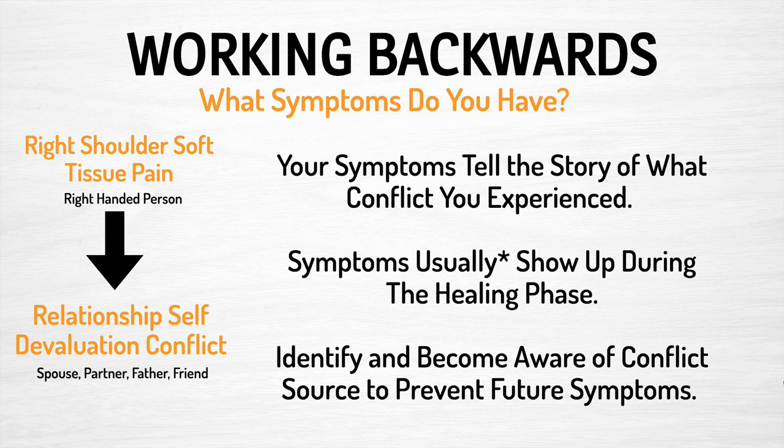So an example of this would be, say, if you have pain in the soft tissue of your right shoulder. And let's say you are a right-handed person. That gives us a lot of information. That tells us that you are in the healing phase of a self-devaluation conflict in regards to a relationship in your life. It could be your spouse, significant other, partner, father, or friend. Anyone except your mother or your child. This understanding is something that Dr. Hammer has specifically figured out for how the body functions.